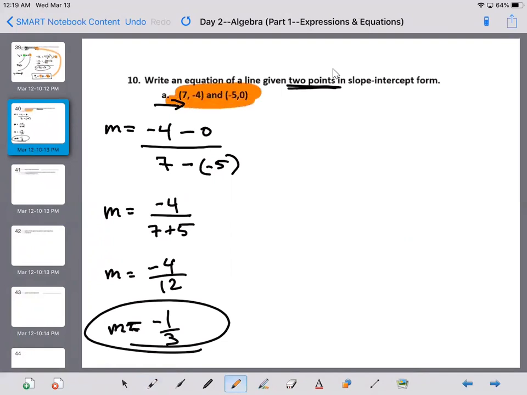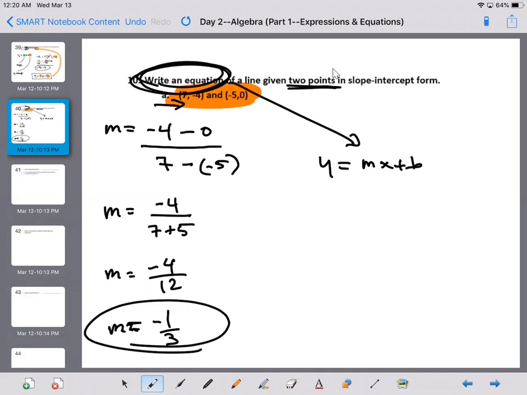And now you just have to pick one of these points. And it doesn't matter which one you pick. And since we think about efficiency, I would like to use the one with the 0. So I'm going to substitute back into this form because I want to create an equation like that. And so I'm going to use the point -5, 0 with a slope of -1/3. So it's just a substitute. So -1/3 for m, -5 for x, and 0 for y.